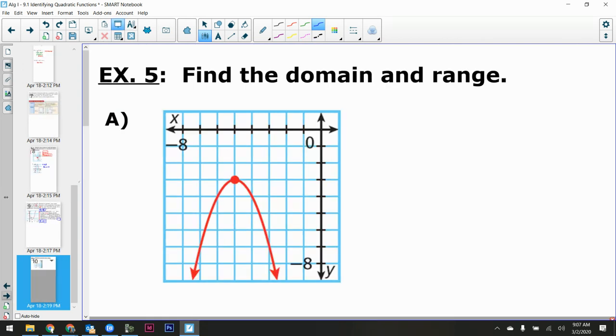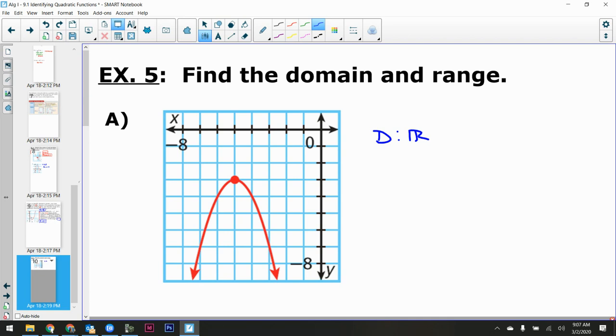Hey guys, what can you write about the domain of all three of these problems? All real numbers. The domain is always going to be all real numbers, because think about the x values that I could plug in. It's going to go forever left and right. There's no limitations on the x values that I can plug in.